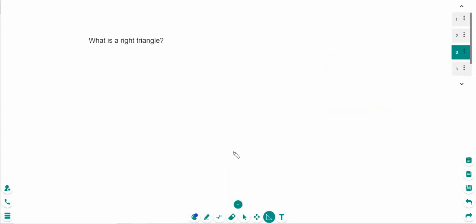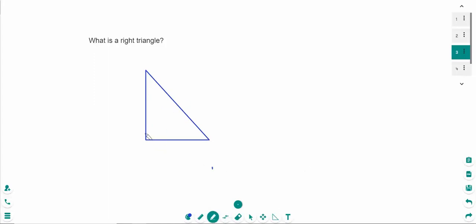All right, moving on. Let's talk about a specific triangle. We're going to talk about right triangles. Now, what's a right triangle? Very simple. It's a triangle that has a 90 degree angle in it. All right? If it doesn't have a 90 degree angle in it, it is not a right triangle.